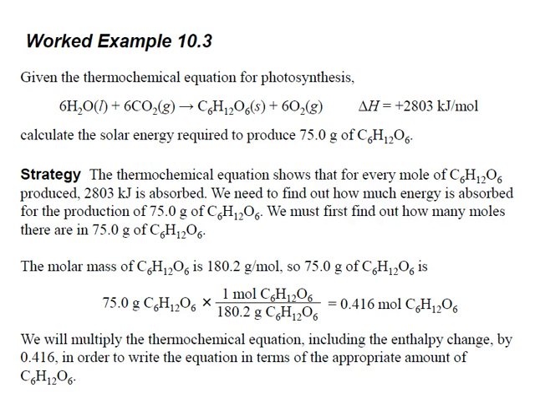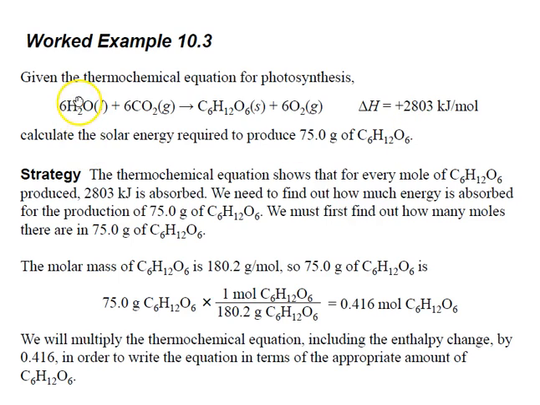All right, move on to example 10.3 with me. It says, given the thermochemical equation for photosynthesis, and this is already balanced for us, and it also gives us a delta H, which is an enthalpy value. And it gives us the sign of this as positive. It says, calculate the solar energy required to produce 75 grams of glucose.